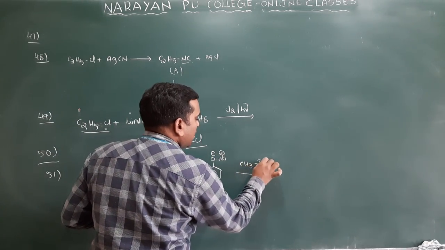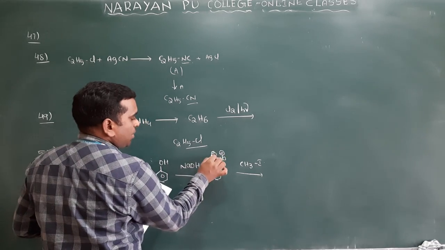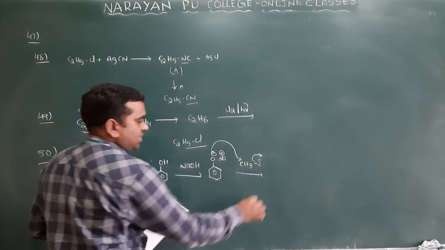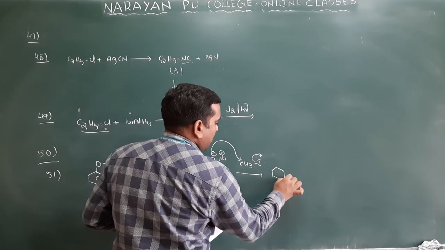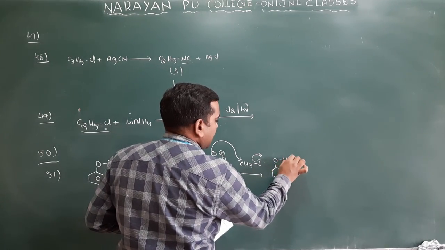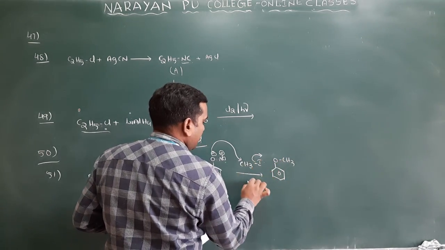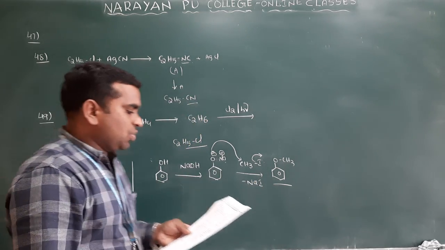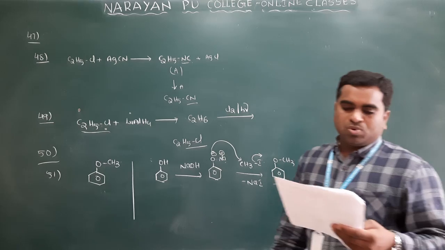Methyl iodide is provided here. So what will happen now? The nucleophile is there, and it is a nucleophilic substitution reaction. Then what do we get? You will get the compound with OCH3, and sodium and iodine will be removed as NaI. So this is the option which we can prepare. Option 2 is the correct one.